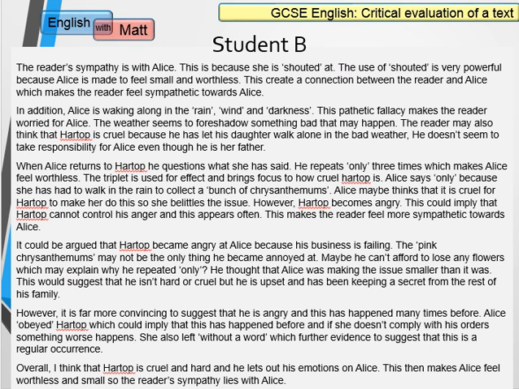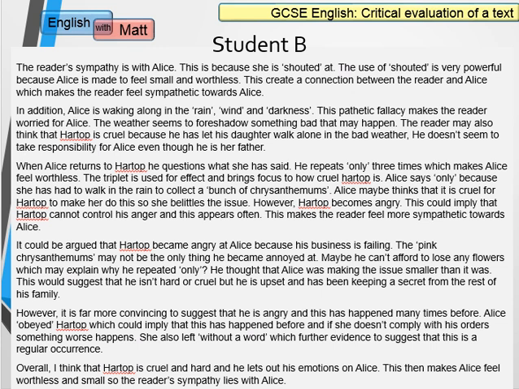It could be argued that Hartop became angry at Alice because his business is failing. So at this point, the student kind of tries to stick up for Hartop. The pink chrysanthemums may not be the only thing he became annoyed at. Maybe he can't afford to lose any flowers, which may explain why he repeated "only". He thought that Alice was making the issue smaller than it was. This would suggest that he isn't hard or cruel, but he is upset and has been keeping a secret from the rest of the family.